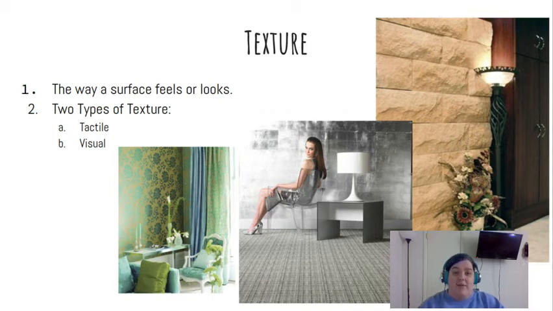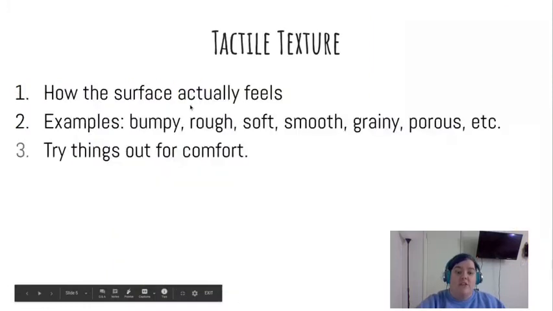Okay, so the next element that we're going to look at is called texture. So this is the way a surface feels or looks. And there's two types of textures that we're going to focus on. That's tactile and visual texture. So tactile texture is literally how the surface actually feels.